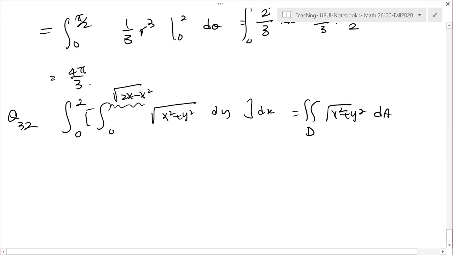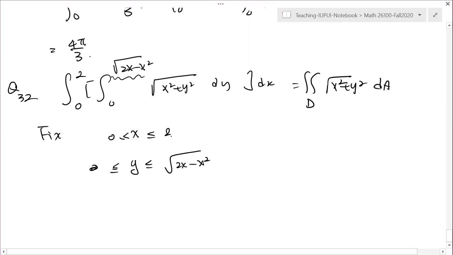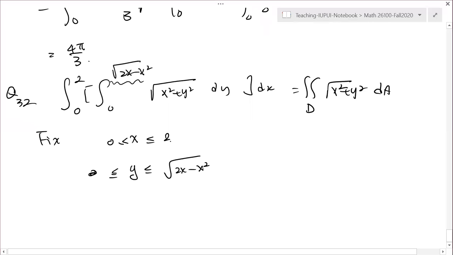Now we have to figure out what is the domain. Okay, right? So fix x between 0 and 2. Let's determine y. Okay, y is between 0 and 2x minus x squared, right? So let's draw the picture here. For every x, y is between, you have one piece like that, okay? So the top one, y is going to be the square root of 2x minus x squared.